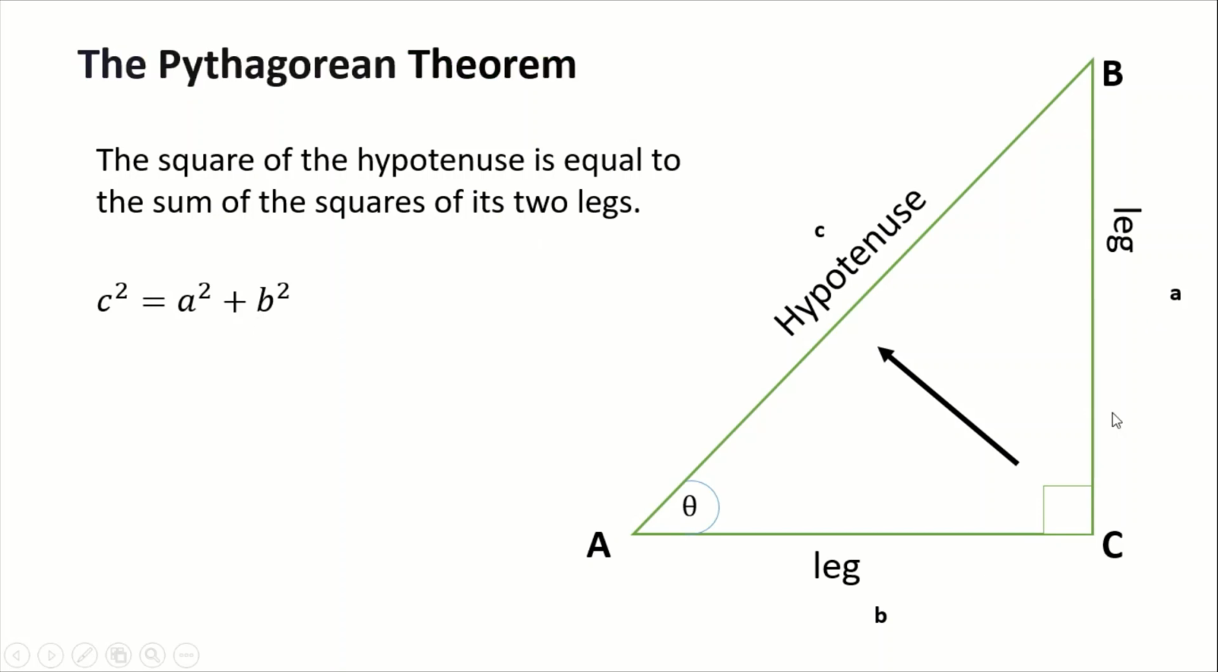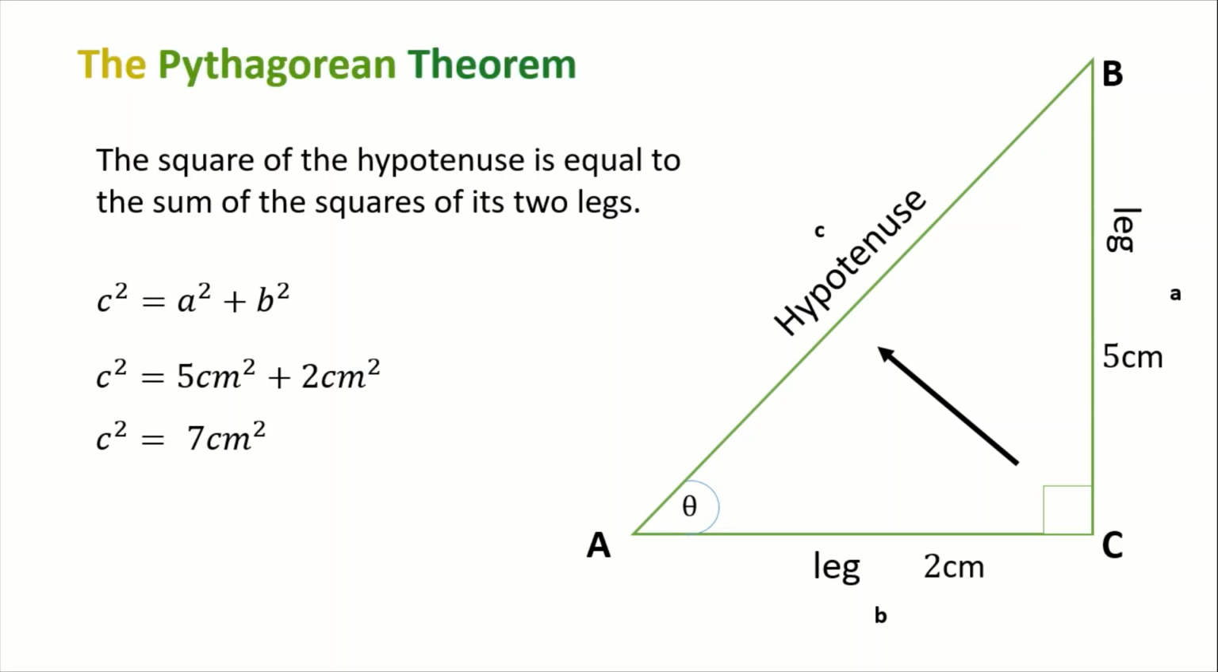So for example, here our A is 5 cm, and let's say our B is 2 cm. So to get the measure of our hypotenuse, we can say C squared is equal to 5 squared plus 2 squared. Okay, so let's add 5 plus 2, that is 7 cm squared, right? And 7 squared is 49, right?